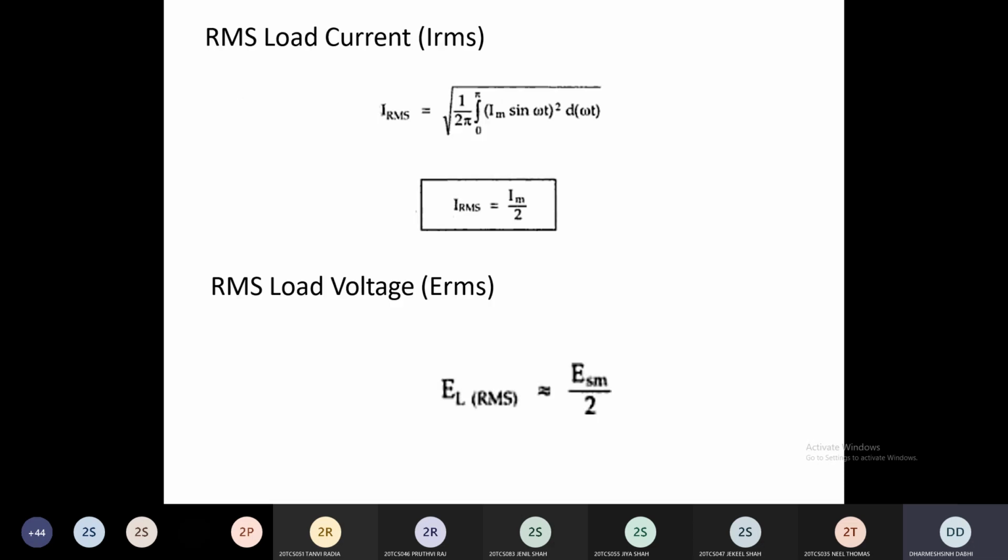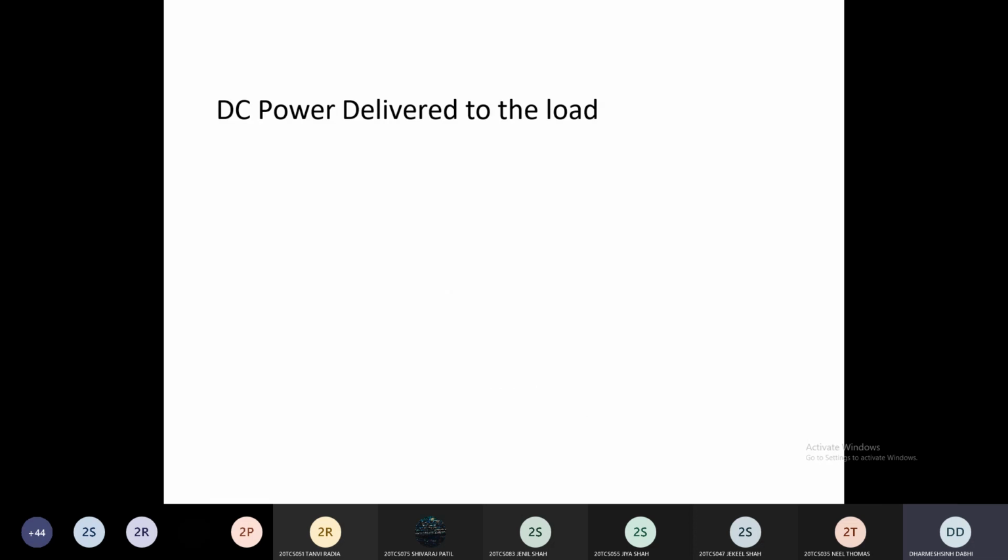Now let's derive the equation of DC power, which is delivered to the load. Sir, could you go back to the last slide? Okay. Okay, sir. This is the same equation as we derived last slide. Im by 2. This is the RMS load voltage, ESM divided by 2. Clear? Okay. Next slide. DC power delivered to the load.